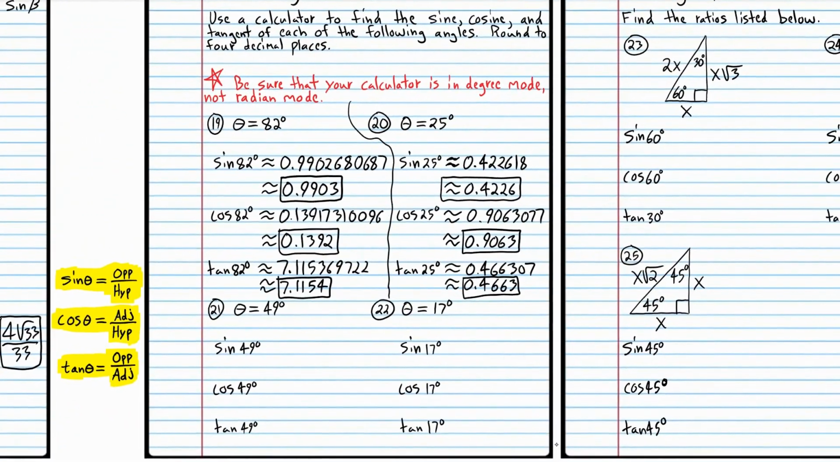So now it's time for you to try. Go ahead and try number 21. Again, you're going to have to use your calculator, and you're going to round to 4 decimal places. And if you need help with that rounding, go to my arithmetic course on rounding. So try 21, and when you come back, we'll do it together.